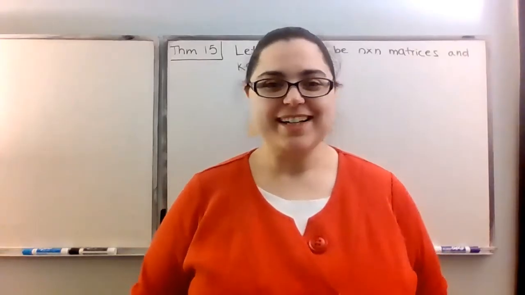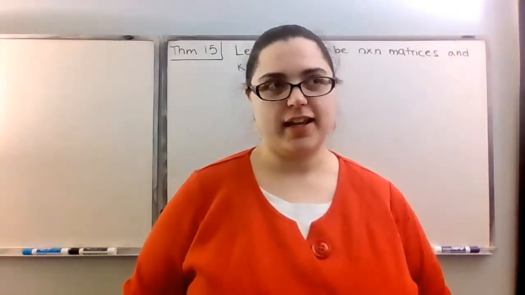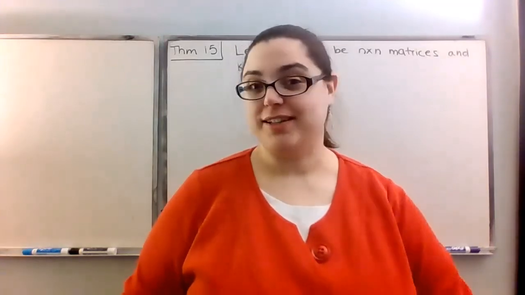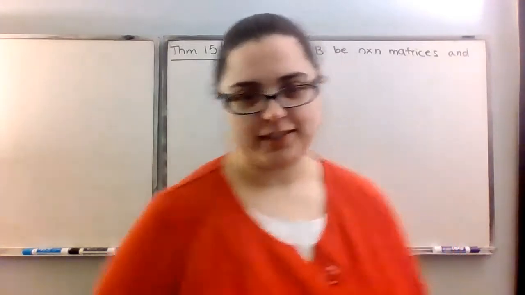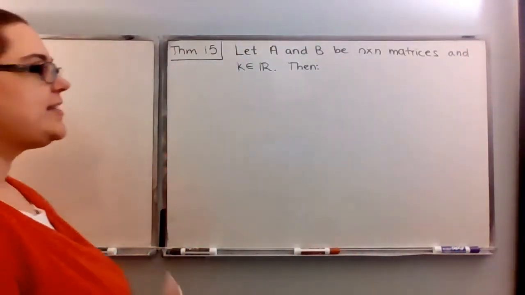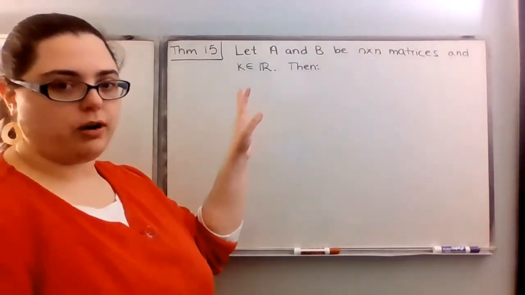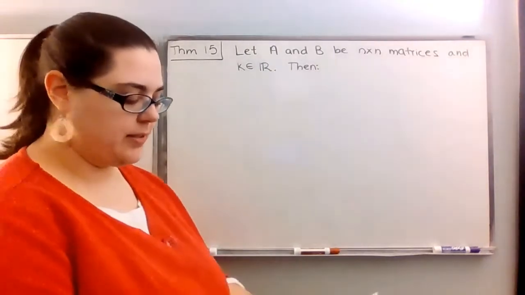Hi, welcome back. In this video, we're going to look at properties of determinants and how those properties can help us determine whether or not a matrix has an inverse. So we're going to start out by listing those properties in Theorem 15. We're going to let A and B be n by n matrices, and K is a scalar value in R. And we're going to list out 4 properties of the determinant.